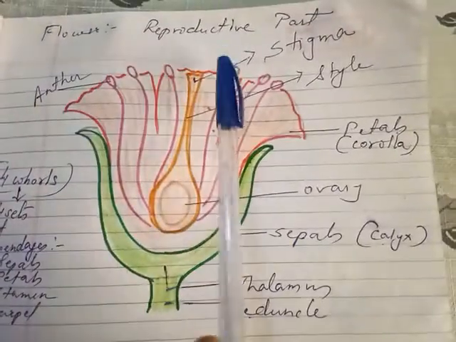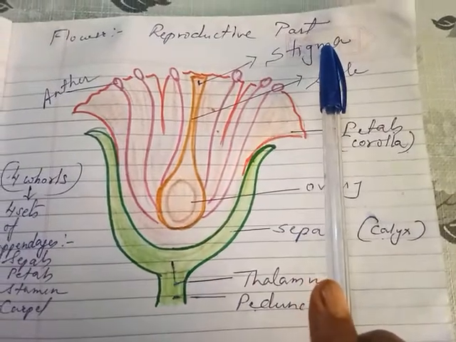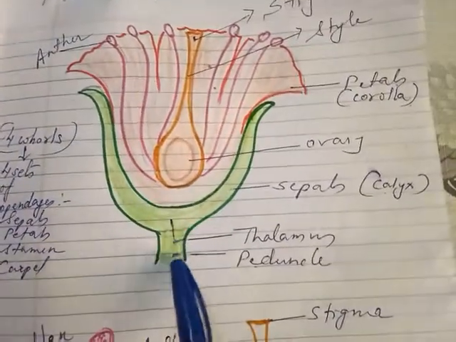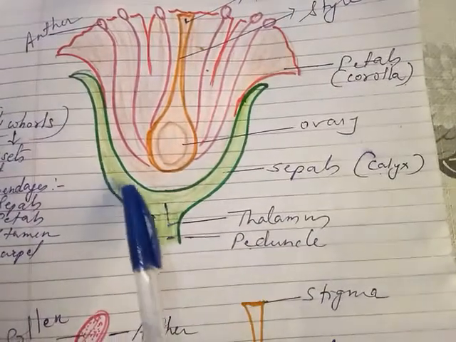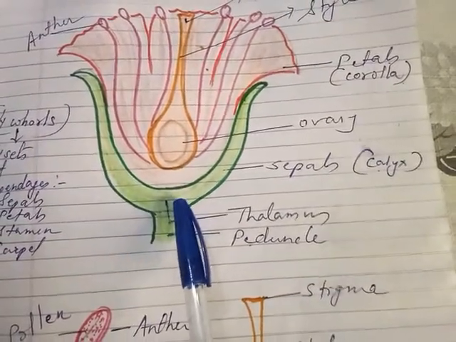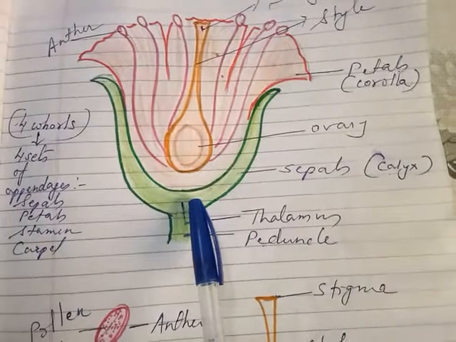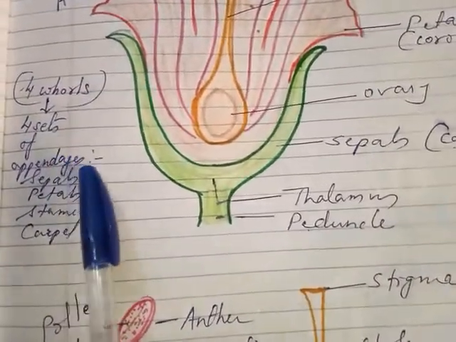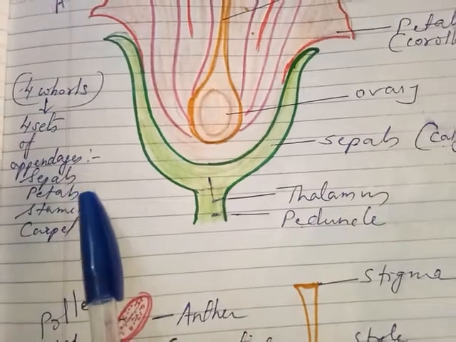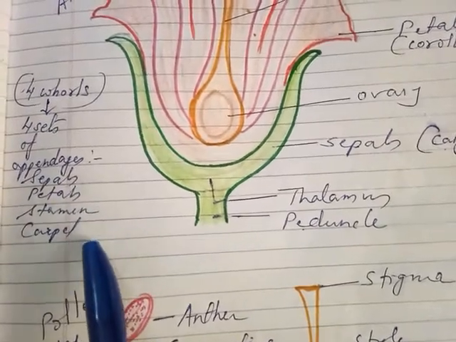The flower is said to be the reproductive part of the plant. Now in the flower, this stalk-like structure is called the peduncle. This swollen structure is called the thalamus, which bears four whorls of the flower. Four whorls, or we can say four sets of appendages, that is sepals, petals, stamens and carpels.